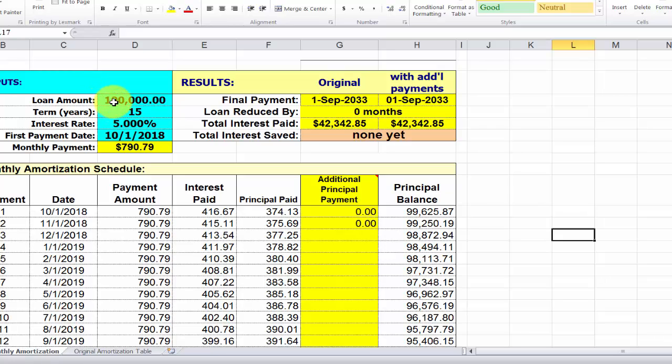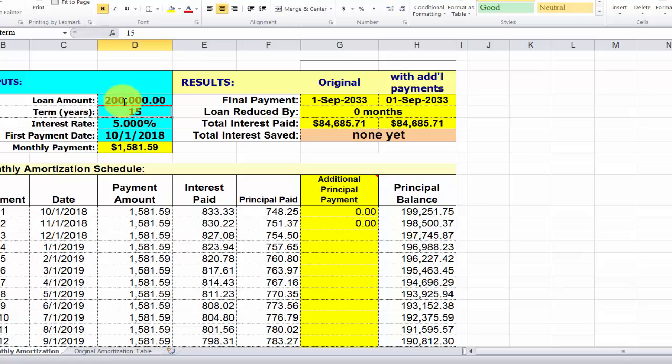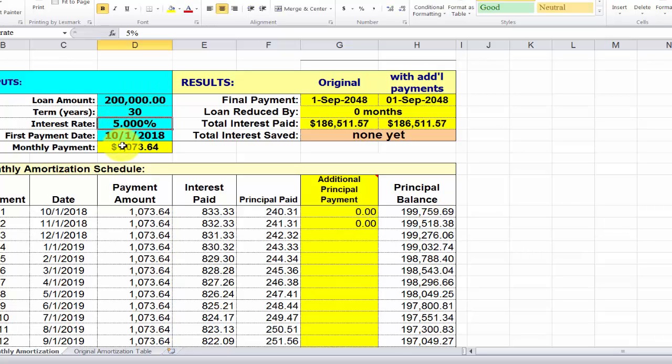Okay, the loan amount in this case was $100,000. Well, we want you to change that for the first one, if you recall, to $200,000, right? And we want you to change this one from 15 years to 30. At 5%, here's the starting, your first payment on 10/1/2018. Now this is your monthly payment, okay? And this is when you'll make your first payment, and you'll make your final payment on September 1st of the year 2048. Well, I know that seems way off.